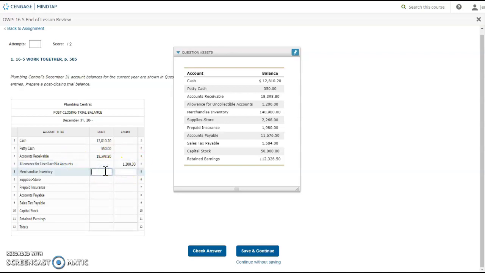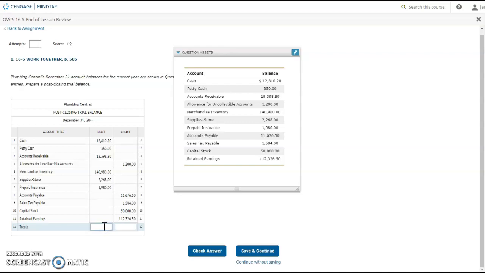Also, make sure that you are typing in your numbers accurately, because that is a common mistake, is to accidentally change a number when we are copying it. So accounts payable, we are moving over to our credit side here. Sales tax payable is also going to have a credit balance. Same with capital stock and our retained earnings. Okay, so those should be all of our balances.